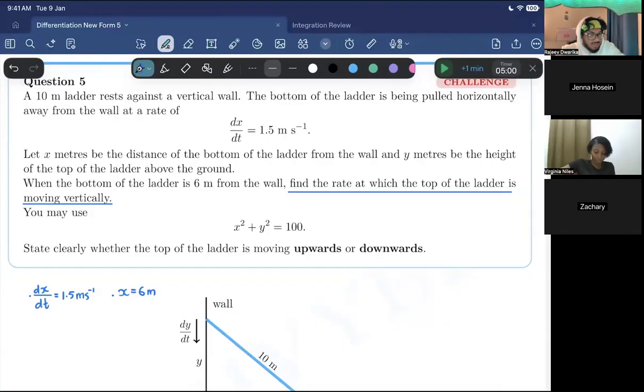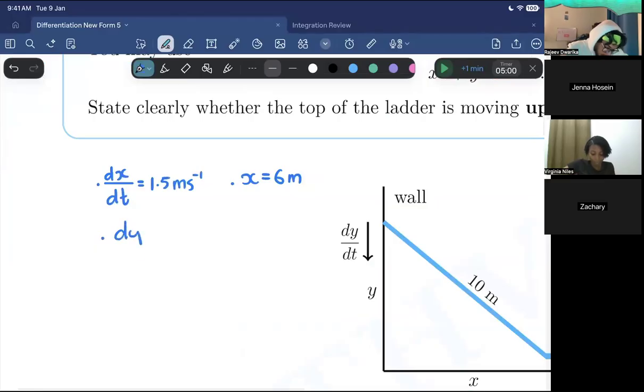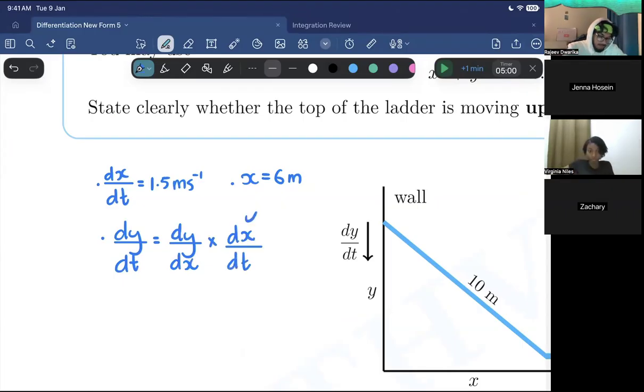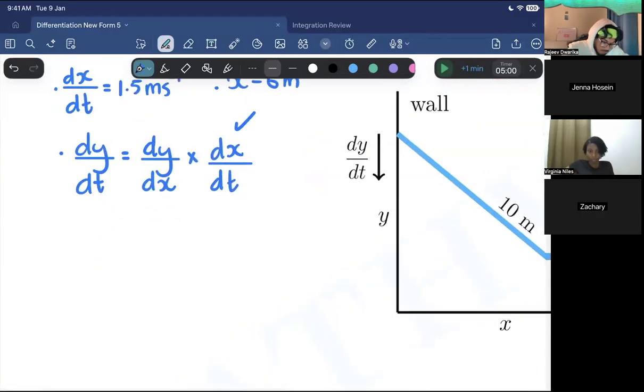What is that? Oh, dy dt? Yeah, we gotta find dy dt, right? So quick with it. To find dy dt, we know it will be dy dx multiplied by dx dt, yeah? Yes, sir. Now, to find dy dx, we gotta differentiate the equation they gave us. So they gave us x squared plus y squared is equal to 100, did they not?